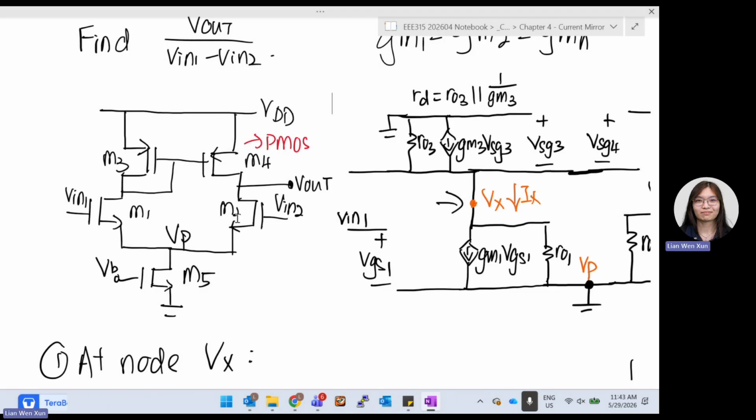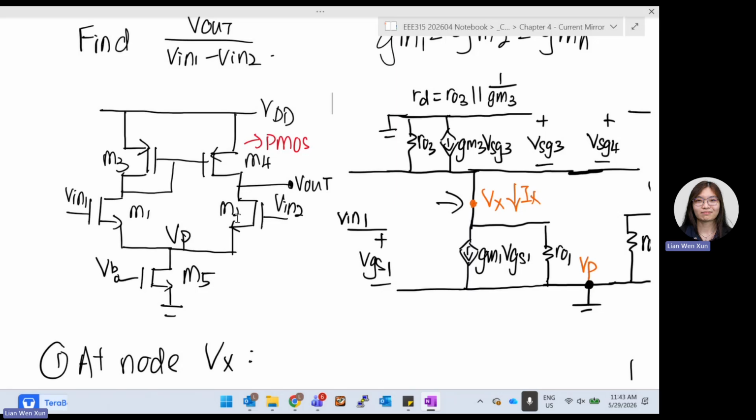Okay, so maybe we do part by part. First, we can see there are a few nodes. Okay, there are a total of only 3 nodes, we see from the board. This is one node. This is the other node. And VP is one more node. Okay, VP is just a virtual ground, so VP is still important. So in this case, we call this node Vx. VP is already given, this is basically your V out, so we don't need to call anything.